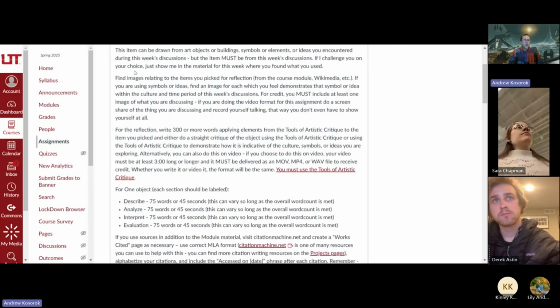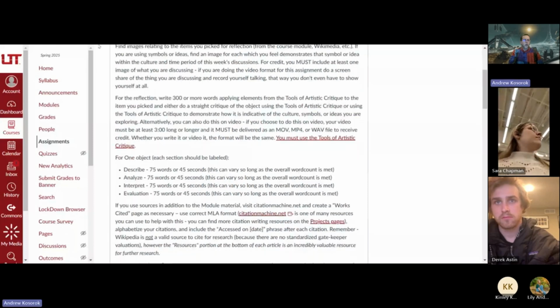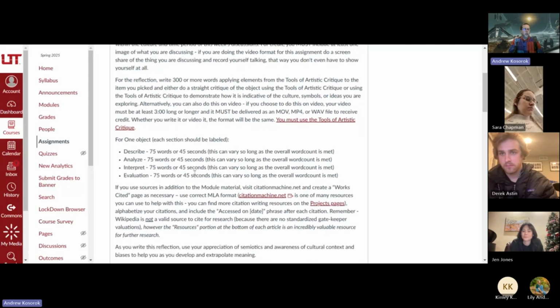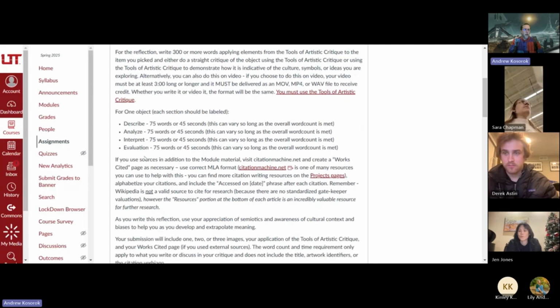You'll go through and find the images that we used in the module, or find images on Wikimedia, which has a lot of free images that you can use. And what you'll do is prepare either a paper or a video that follows these rules, where you're demonstrating the 4 tools of artistic critique. The word count is really important, and following this is really important.